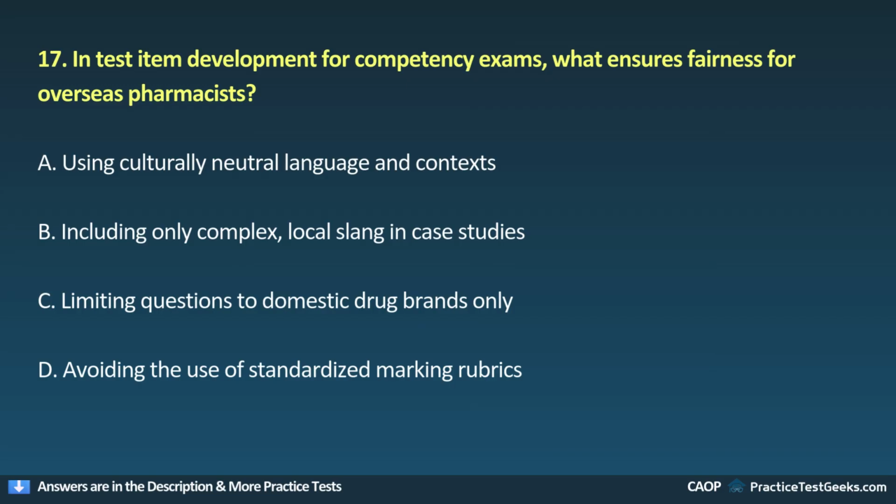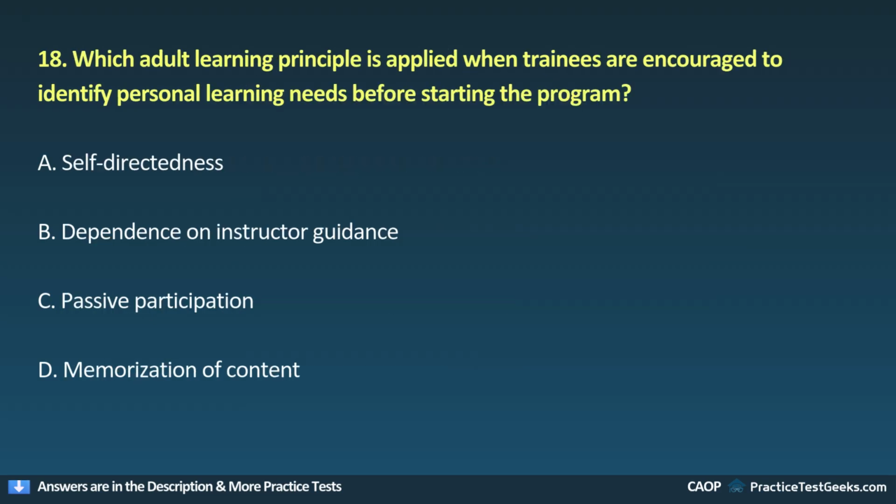17. In test item development for competency exams, what ensures fairness for overseas pharmacists? A. Using culturally neutral language and contexts, including only complex, local slang in case studies. C. Limiting questions to domestic drug brands only. D. Avoiding the use of standardized marking rubrics.